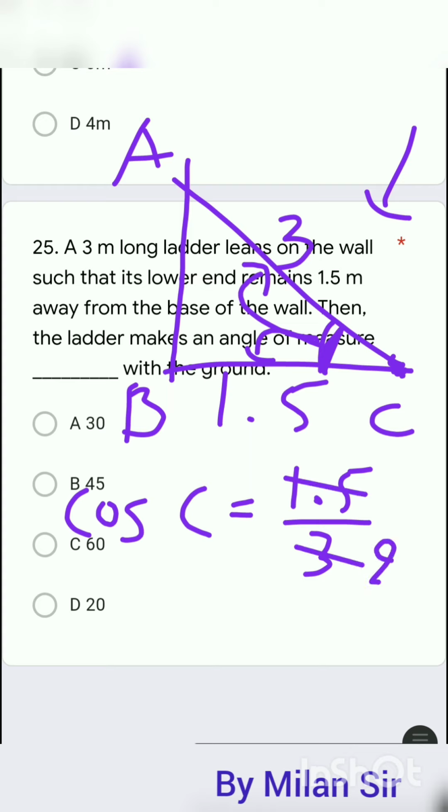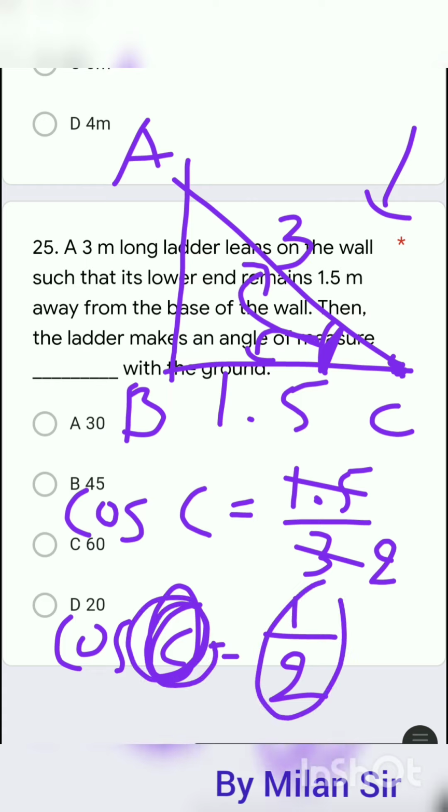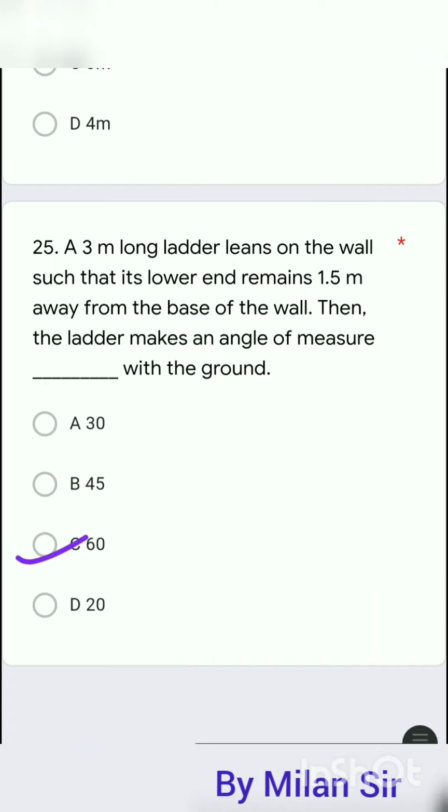1.5 into 2 is 3. That means cos C is equal to 1 divided by 2, 1 by 2. Okay, cos C is equal to 1 by 2. So in cos, for which angle do we have the value 1 by 2? We know that cos 60 is equal to 1 by 2, right? So here our answer for C is 60 degree, option C. Okay, so option C is the correct answer, 60.